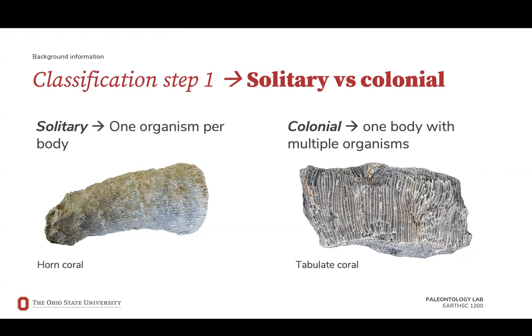A simpler way to think of solitary versus colonial structures: solitary organisms have one organism per body, as is shown in the horned coral on the left, and colonial organisms are one body with multiple organisms, as is seen in the tabulate coral on the right-hand side of the screen.